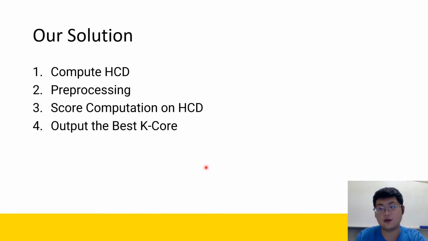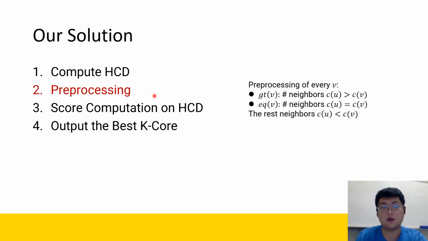Here is our solution. We first compute HCDE, then do pre-processing, then do score computation, and finally output the best K-core. For pre-processing, we compute for every vertex the number of neighbors whose coordinates are larger and equal, and for the last one we just take degree minus those two, then we get the lesser one.